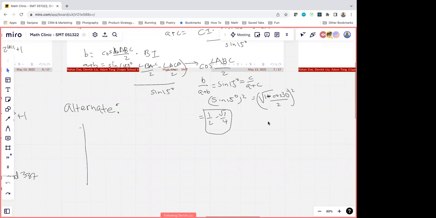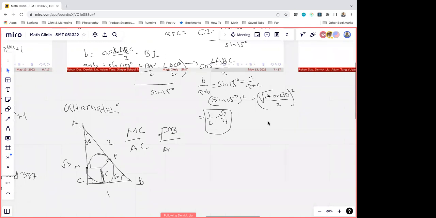So for example, if we set the angle ACB to be 90 degrees, and this is 30, we have a 30, 60, 90 triangle. And we know the ratio of the lengths in a 30, 60, 90 triangle. This is 1, √3, and 2. And if we draw our incircle now, we see that this works out nicely, because this is R. So this is M. MC is just R. We have AC. So what we're looking for is MC over AC times PB over AB, which we derived from up there.